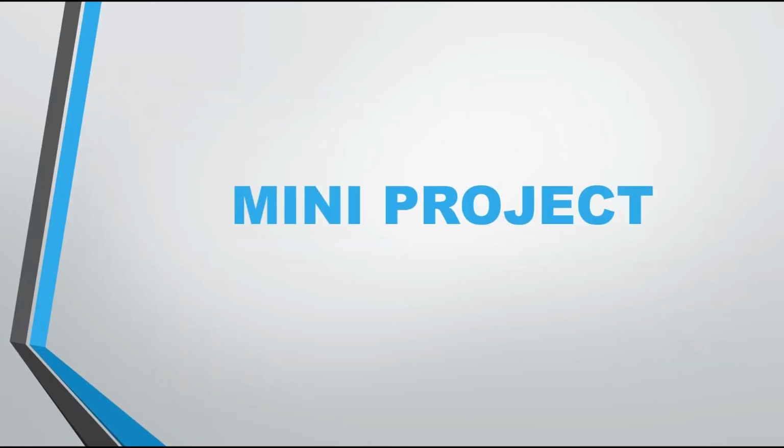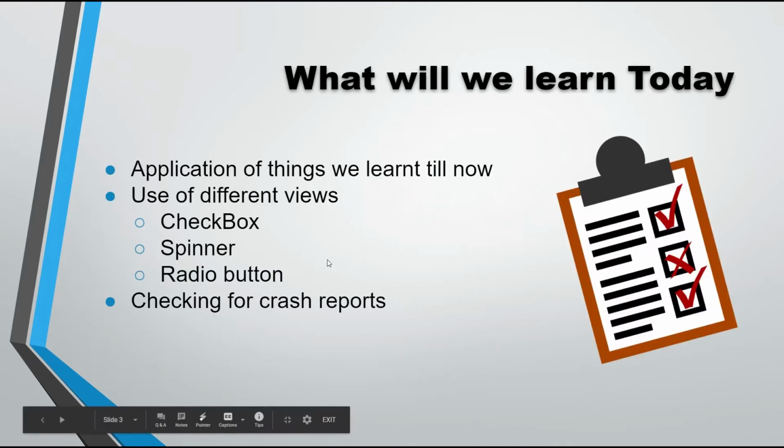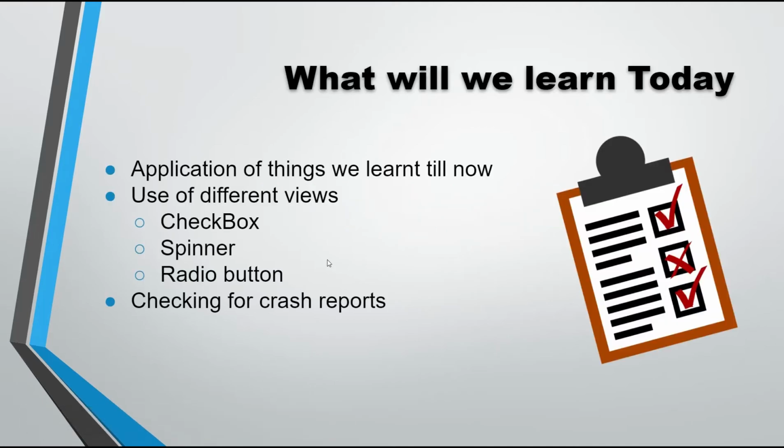In this video, I'll demonstrate a mini project. We'll learn the application of all the things we learned till now, that is the different types of views and different types of layouts. Then I'll show you the implementation of three different views, that is checkbox, spinner and radio button. I'll also demonstrate how to check for the crash report if your Android application crashes.